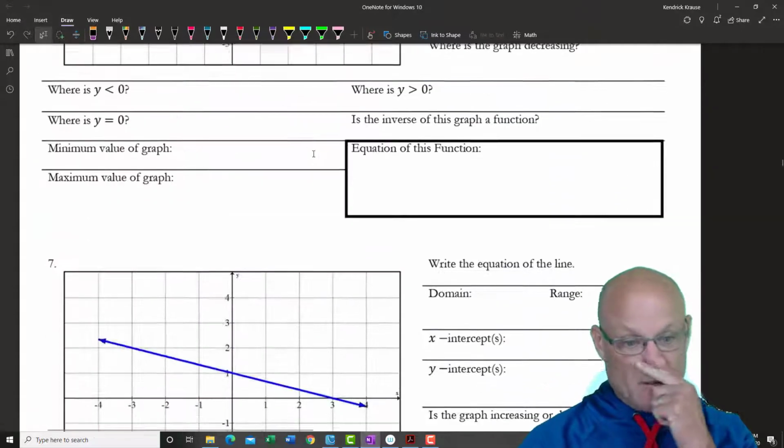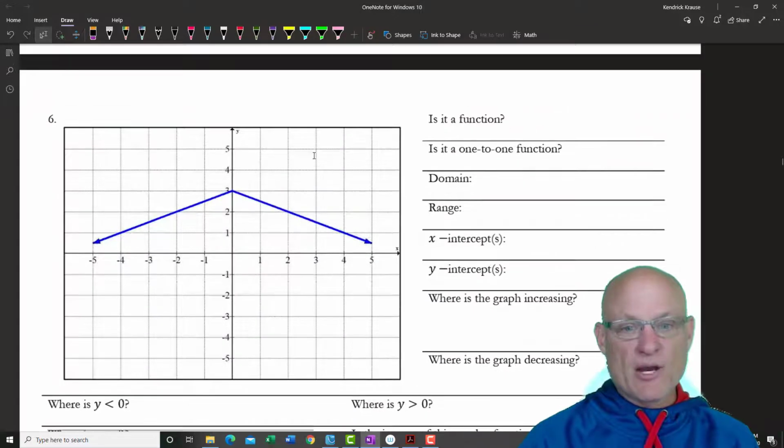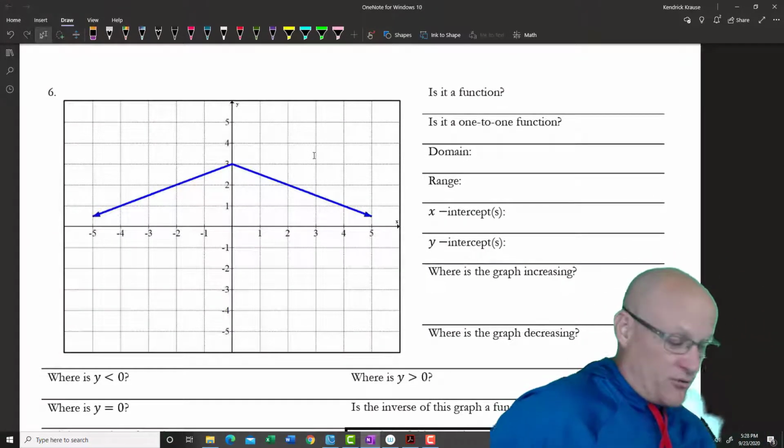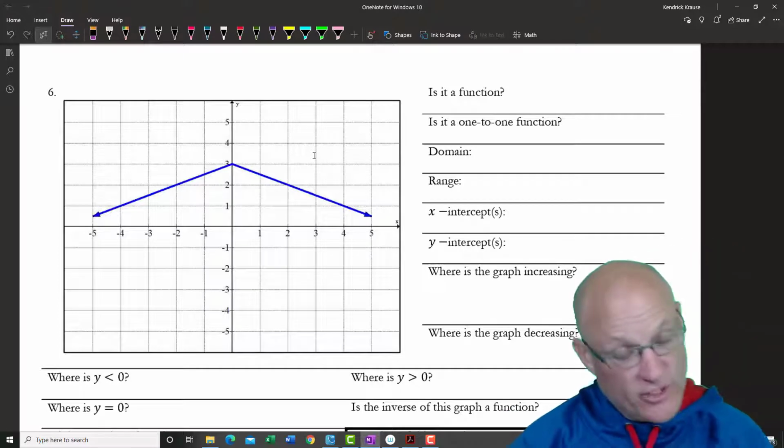All right, let's do this one. By the way, if you've gotten this and you can go do the homework, go do the homework. You don't have to see me do all of these, but if you're struggling with it and you want to see me do another one, here's another one.